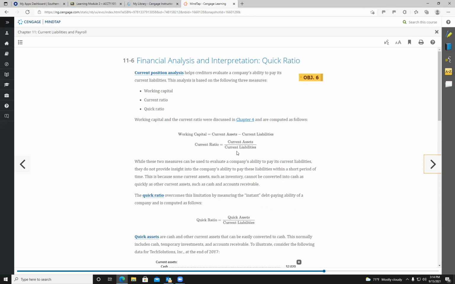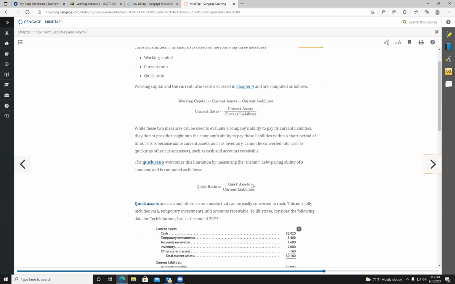Okay. So while these two measurements can be used to evaluate a company's ability to pay its current liabilities, they do not provide insight into the company's ability to pay these liabilities within a short period of time. So this is where the quick ratio comes into play. The quick ratio overcomes this limitation by measuring the instant debt paying ability of a company and is computed as follows. It takes the quick assets and divides it by the current liabilities.